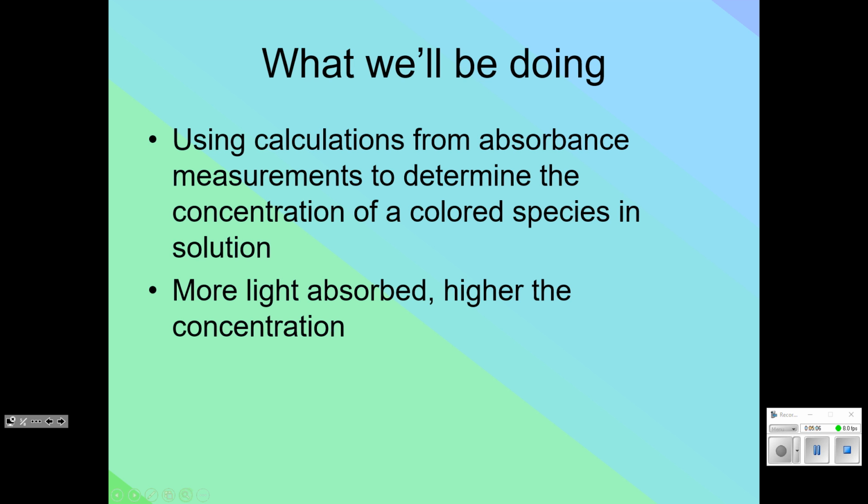We are going to be doing some math with this. What we're going to do is look at how much light is absorbed by a solution, and by doing that, we can do some math to figure out the concentration. Like I said before, if more light is absorbed, it must be a higher concentration, because the light can't pass through thicker stuff.